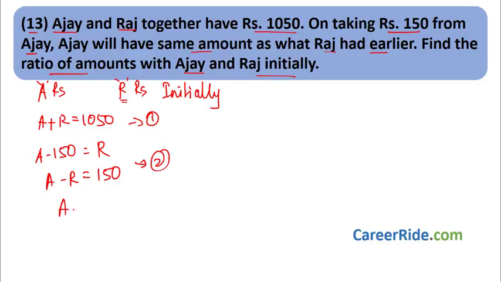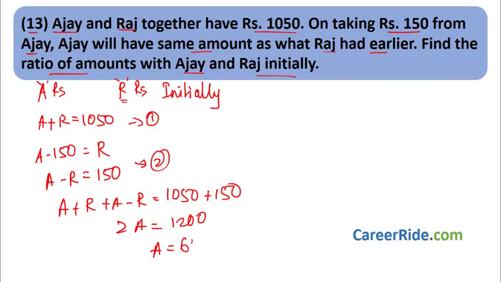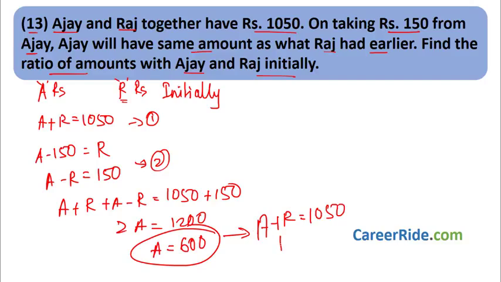Just add them. What do we get? A plus R plus A minus R equal to 1050 plus 150, so 2A would be equal to 1200. A would be equal to 600. If A is 600, how much will Raj have? A plus R would be equal to 1050. Put the value of A, R will be 1050 minus 600, 450 rupees.